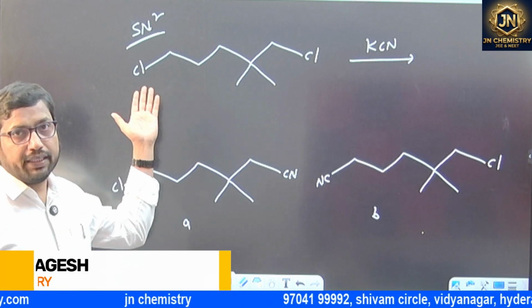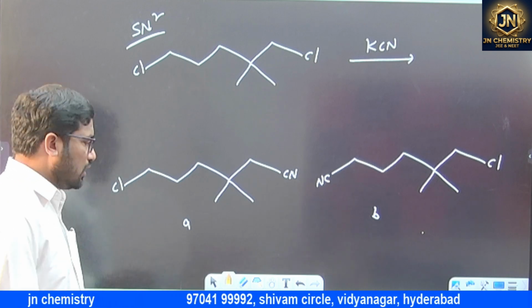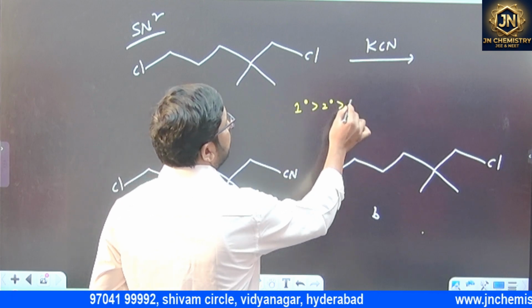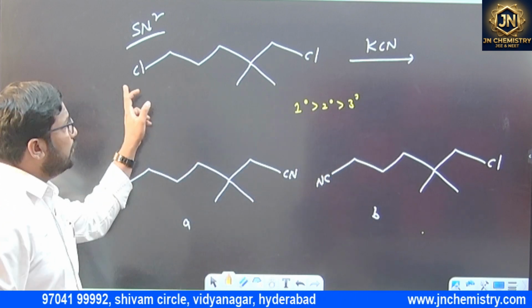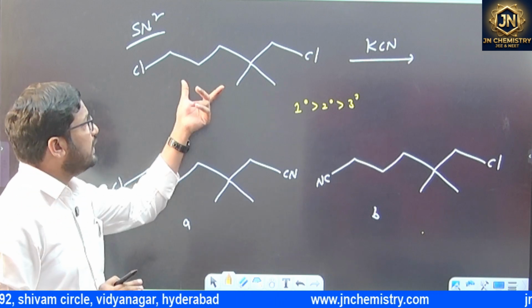The product in SN2, this is also one of the important and exceptional cases in SN2. Generally in SN2, 1 degree is greater than 2 degree, then 3 degree. Of course, in this question, both seem to be 1 degree. So 90% of students will get confused and say this one.